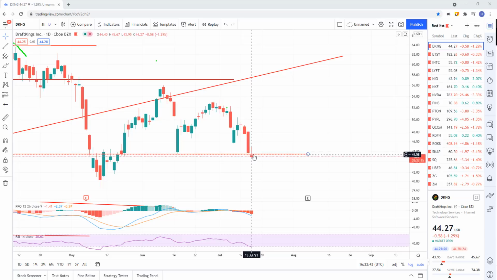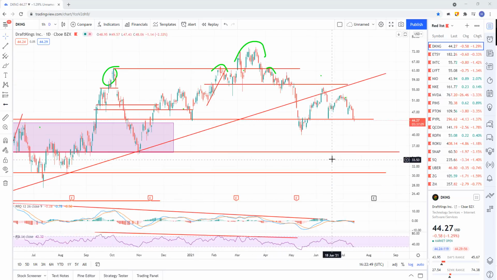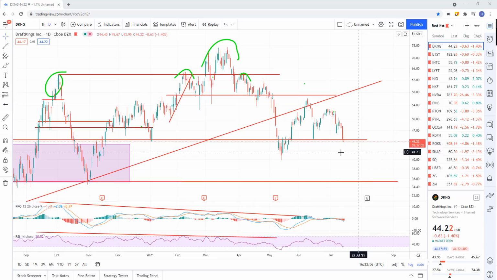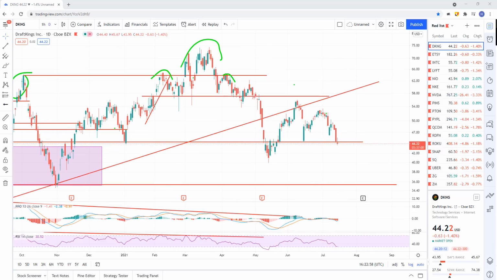We get some sort of impulsive break from this level, the 44.50 area that we're at right now. So if it wants to sell down and break here, then I think we're heading down to the next level of support, which is, as far as I can tell, 35.50. So that's what I'm looking for.